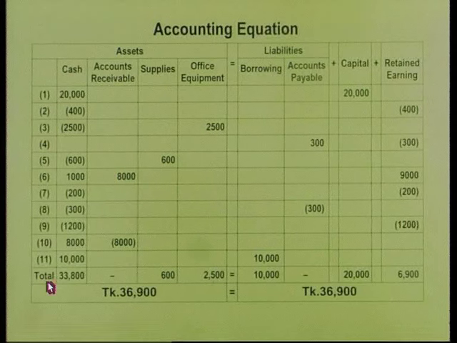Now let us make the total of the different columns of the accounting equation. The cash column has a balance of 33,800 taka. Look at the accounts receivable column.